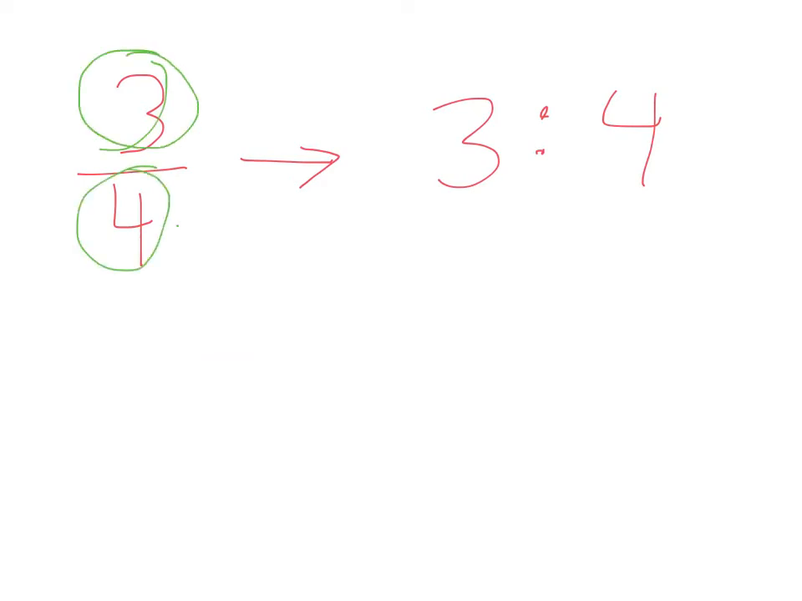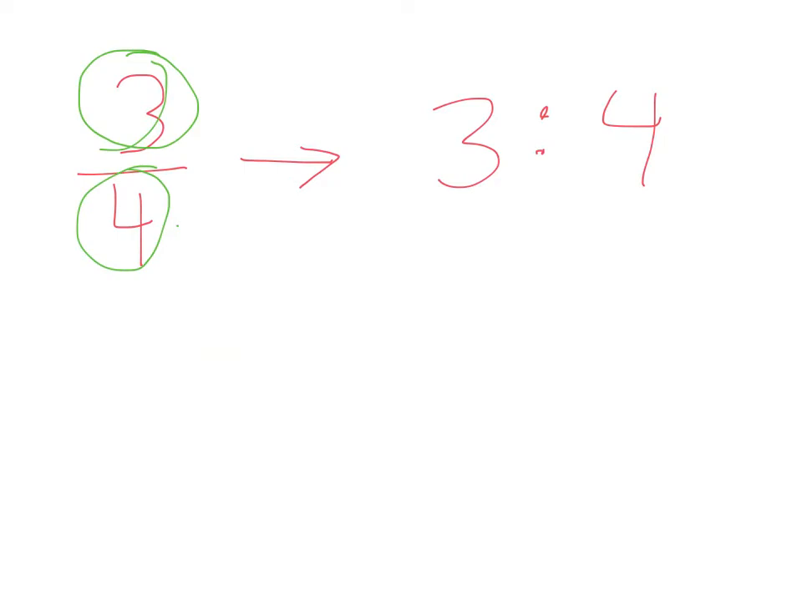So if I have, again, we kept using pizzas, so meaning I ate 3 out of the 4 total pieces of pizza. Or there are 3 apples out of the 4 total pieces of fruit in the fruit bowl. Whatever it may be, it's representing a part to total relationship.